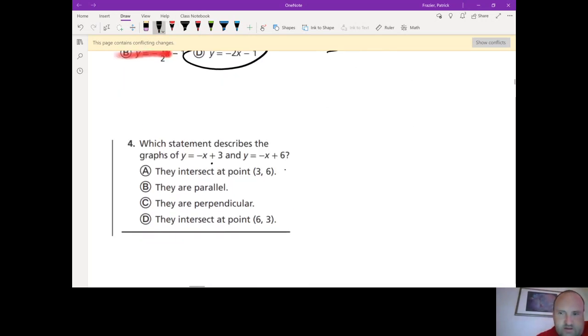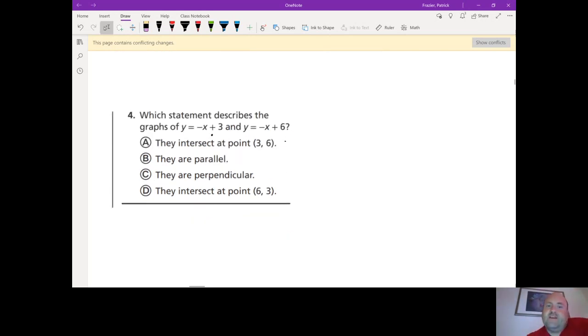And then for this one, number 4 asks, which statement describes the graph of y equals negative x plus 3 and y equals negative x plus 6? The first one, A, asks if they intersect at the point 3, 6, the ordered pair where x equals 3 and y equals 6. Does it intersect there, or are they parallel, meaning something like this? Or are they perpendicular, which means they meet at a 90-degree angle like that? Or do they intersect at x equals 6 and y equals 3?